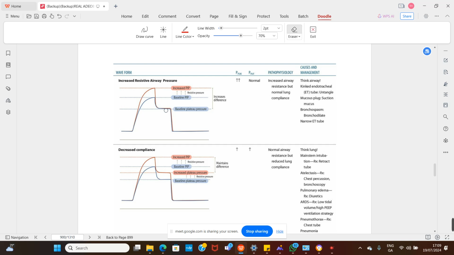The problem can be two things. Either there's a problem with the resistance or a problem with the compliance. If it's a problem with the resistance, it will not affect plateau. Plateau doesn't have any business with resistance. Plateau is only compliance or elastic issue. That's plateau. Resistive is going to affect the PIP, because PIP takes the three: your resistive, your elastic, and your PIP.